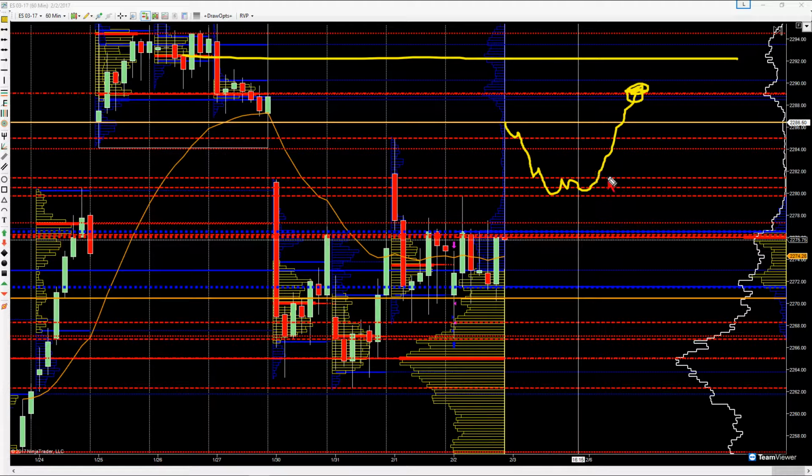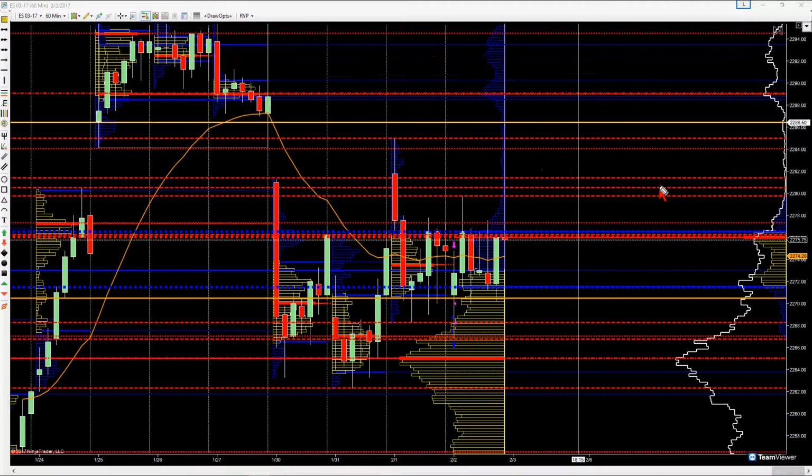So a hold in these areas, if we get a pullback at the open and we see that pullback hold, especially if it holds above yesterday's high, we're looking for a push back up. That's going to be expectation number one.